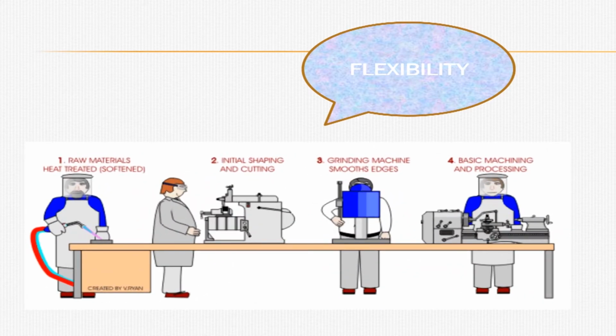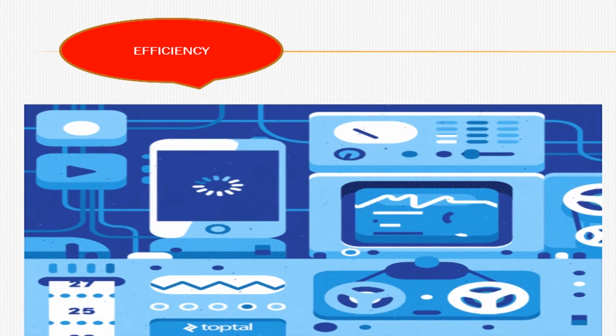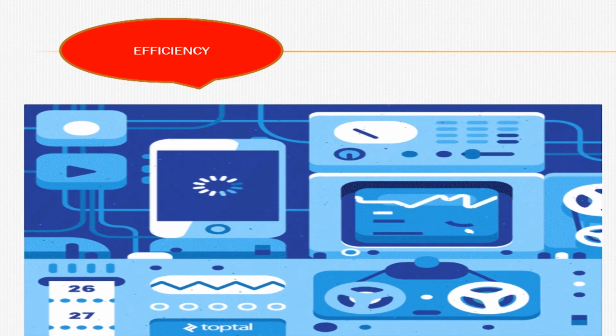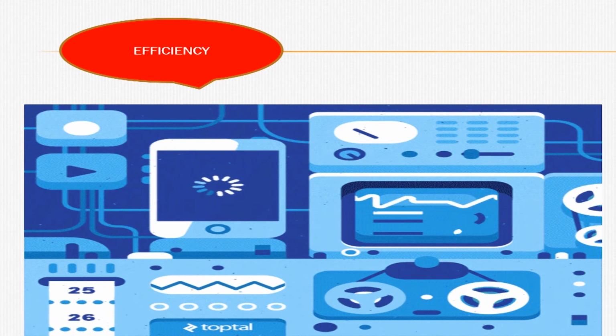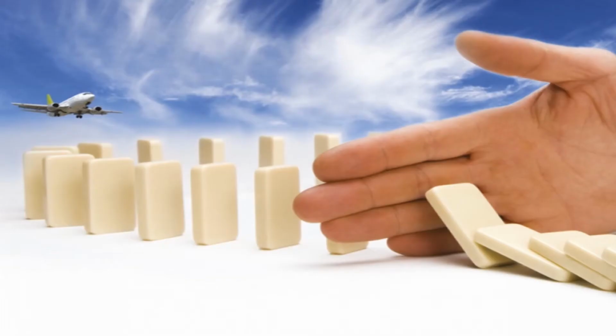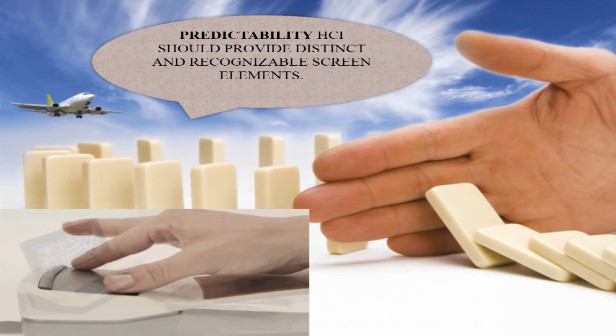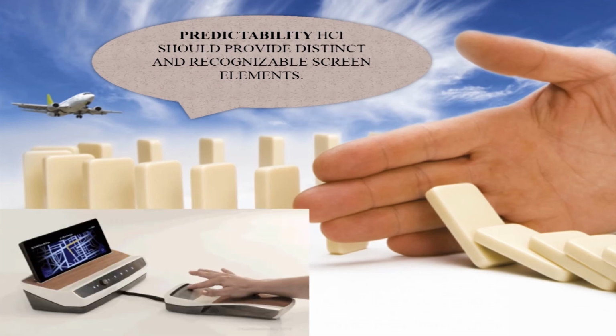Flexibility. A system should be sensitive to the needs of its users, enabling a level and performance based upon each user's knowledge and skills. Efficiency. Transitions between various system controls should flow easily and freely. Familiarity. This refers to the interface being natural and close to real-world metaphors. Predictability. The human-computer interface should provide distinct and recognizable screen elements.